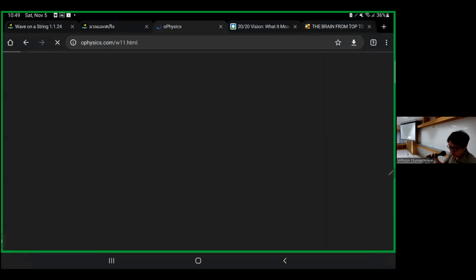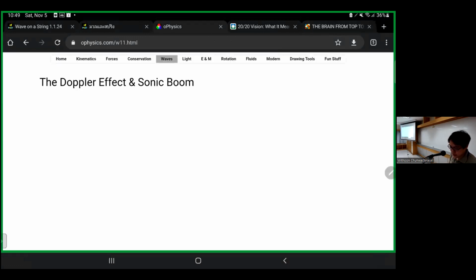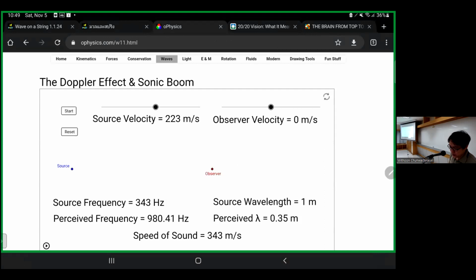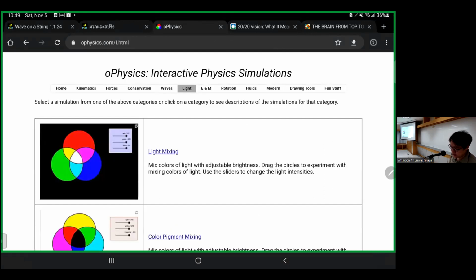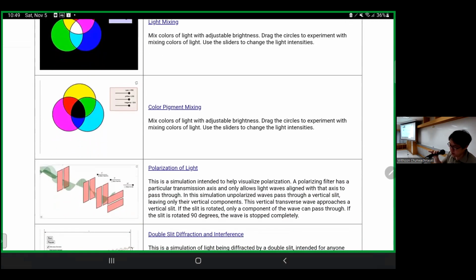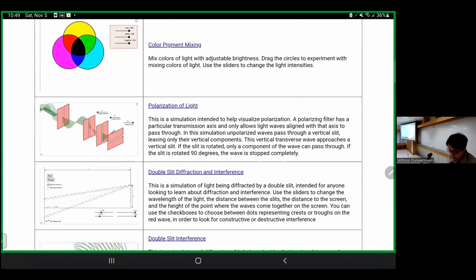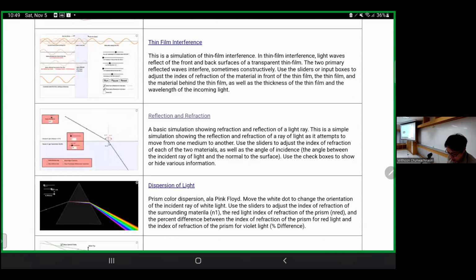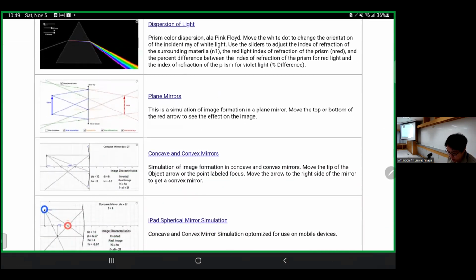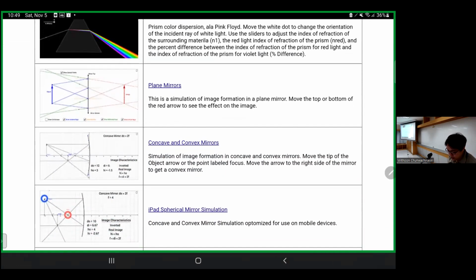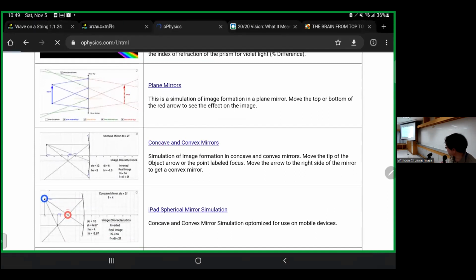All right, guys, go back to allphysics.com once again. Now we are going to go forward and look at the light category there. And there are, once again, a couple of things that we can look at. But the one that we are interested in right now is, here we go, the convex and concave mirror simulation. All right, there you go. Oh, it's loading. All right, okay.